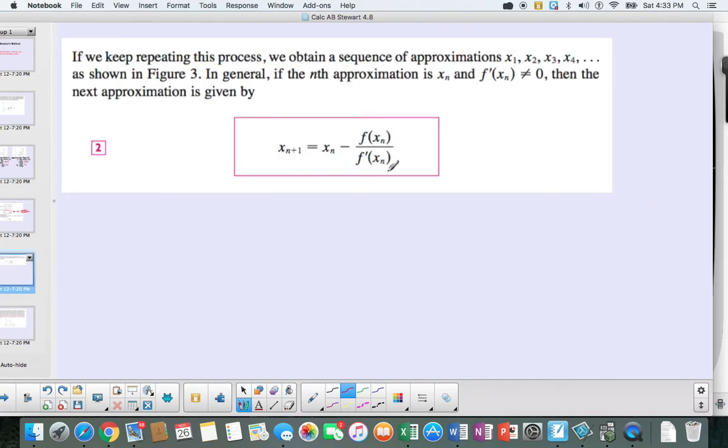Okay, this kind of summarizes Newton's method process, where this is the new guess based on the old guess, again minus the value of the function at that guess divided by the value of the derivative at that guess.